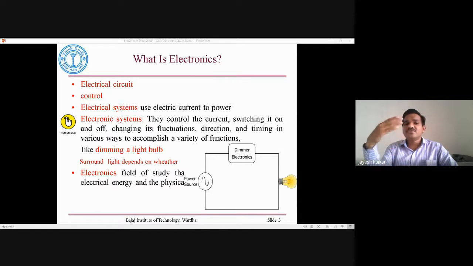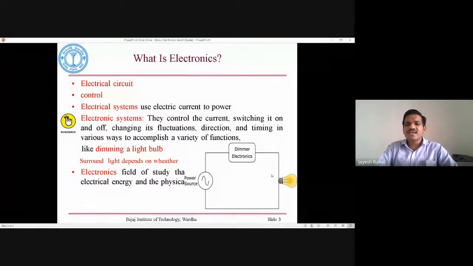What I told you about the electrical system is that it uses current to power the equipment, and the electronic system is used to control that equipment. The example given is this dimmer, where this is the complete path of the circuit in which we have used a dimmer.